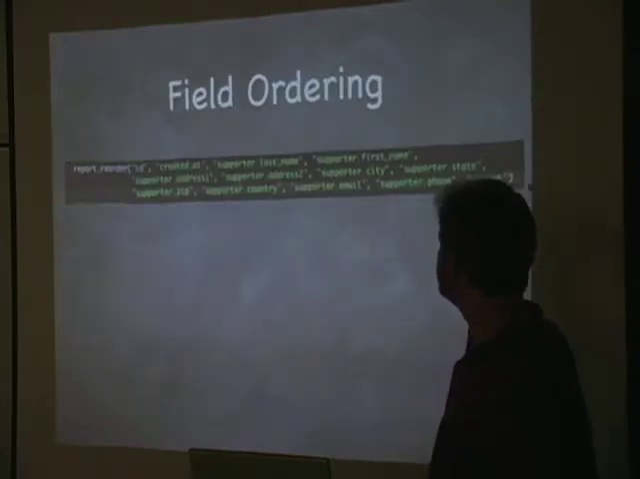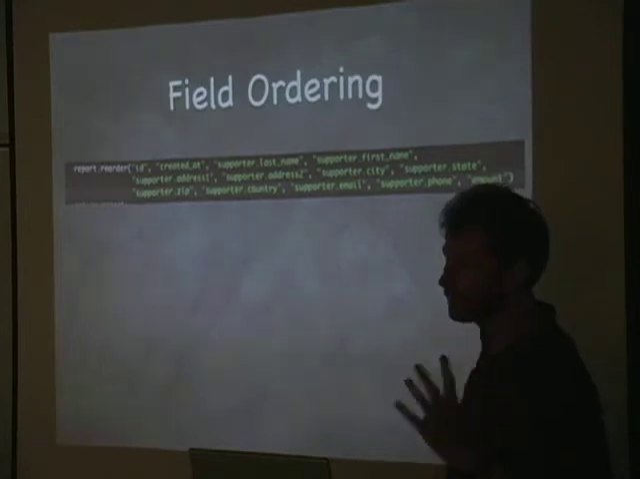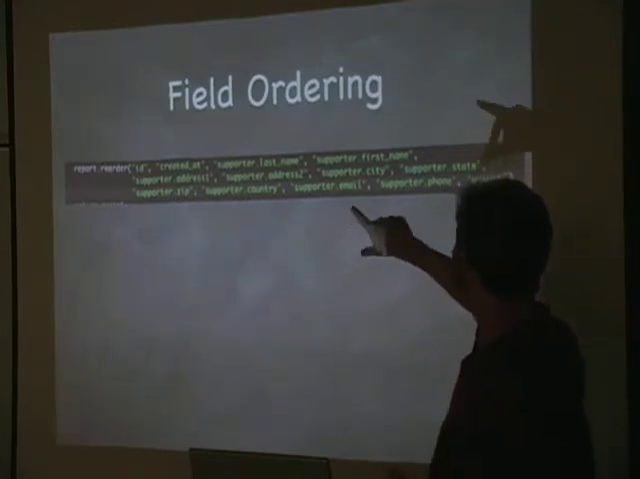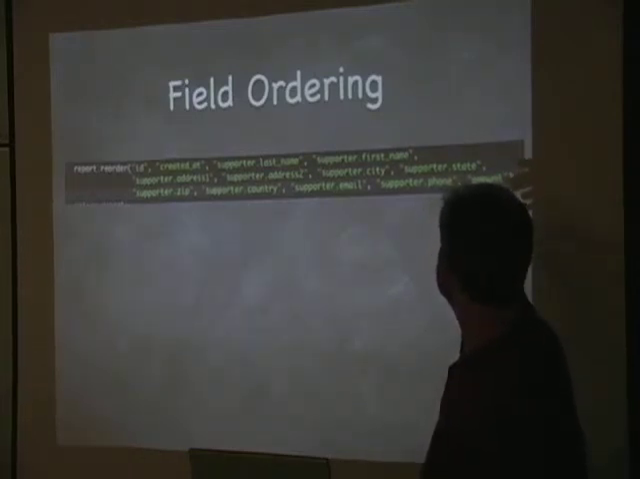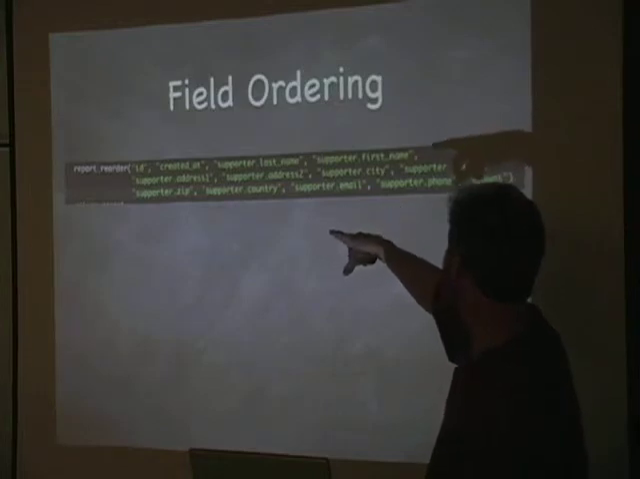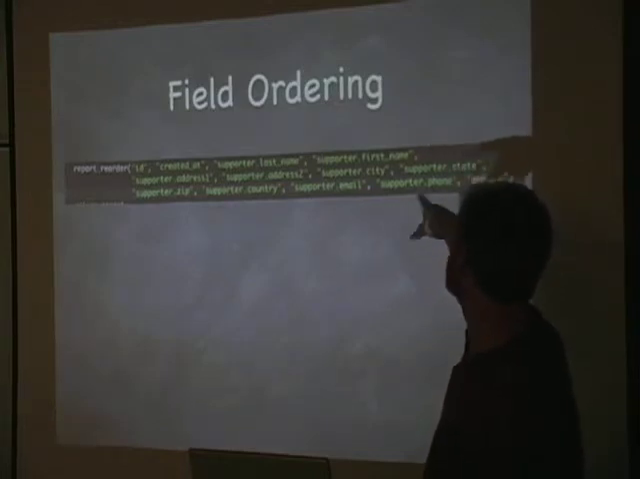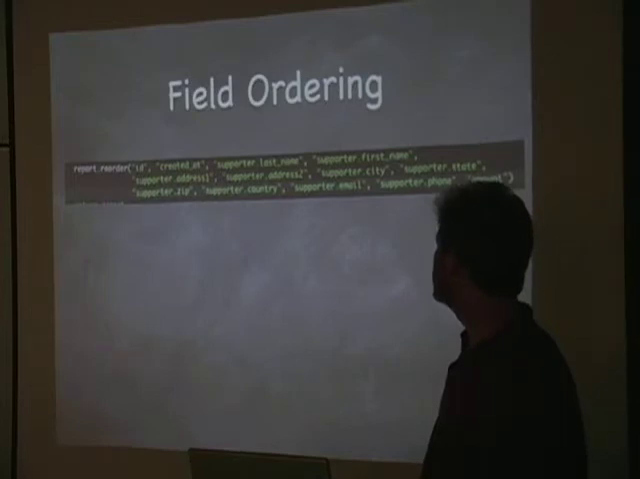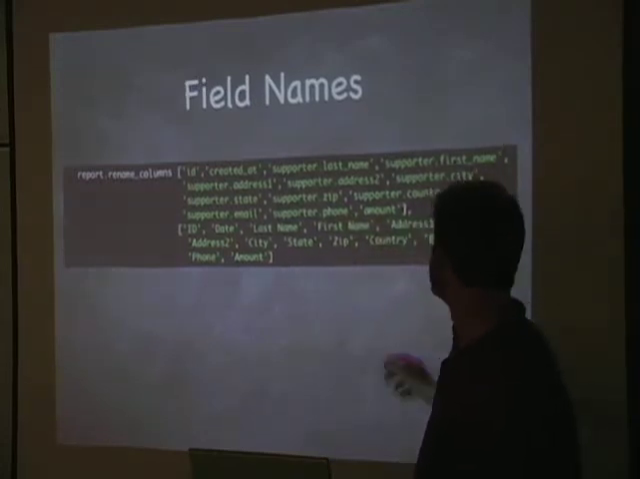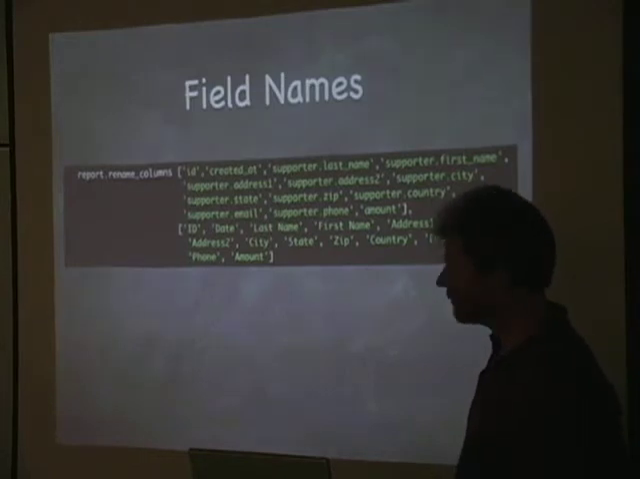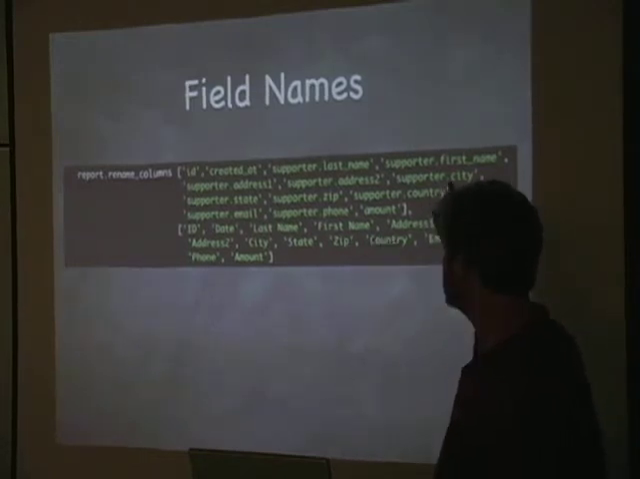You can reorder the fields because it'll just dump them out in a random order. So just report, reorder, and then the list of fields that you want in order. Some of these are prefixed with the model name and some are not. I think the secondary models are the ones that you need to prefix. You can rename the columns, so just a list with column names and then new names for them in order. Two arrays, and that'll give you different headings.